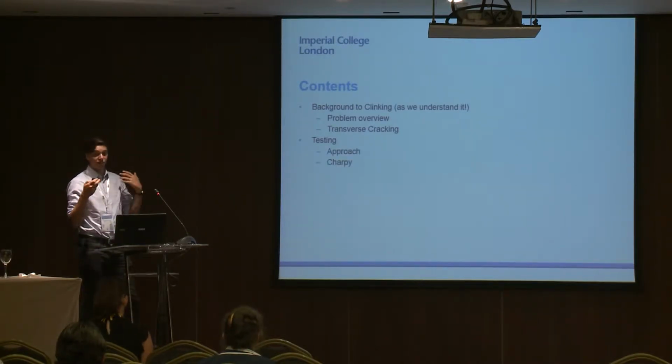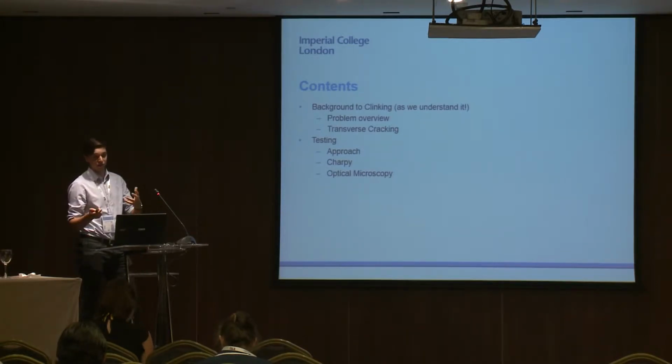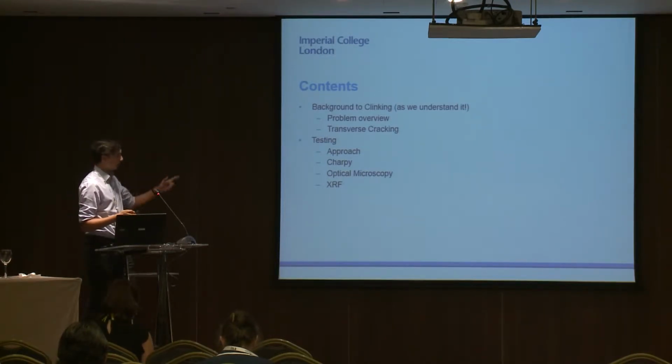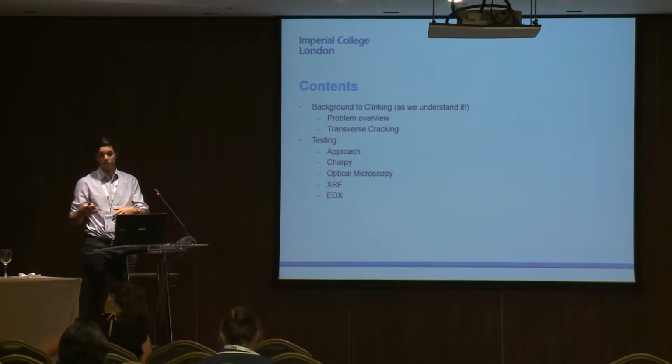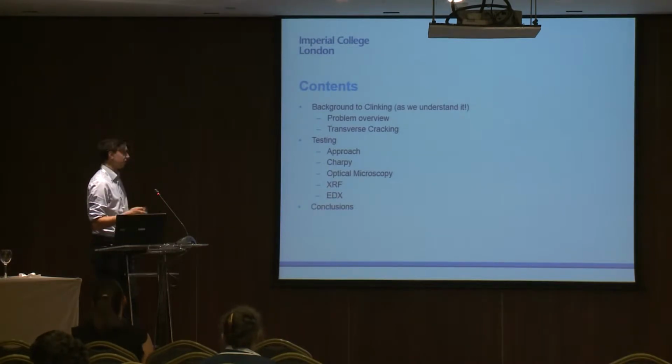We're going to take a look at some Charpy test result data to look at the brittle to ductile transition of this as-cast material. We're going to take a look at the microstructure of the as-cast material. Then we're going to look at how elements can segregate throughout that microstructure using a type of testing called X-ray fluorescence, and also do some EDX analysis, which looks at the composition of various different points in the as-cast microstructure. Then we'll draw some conclusions.